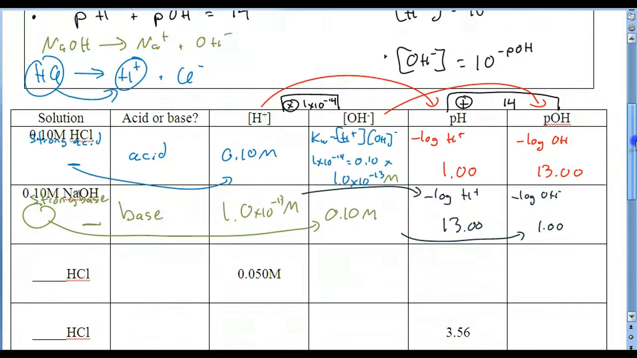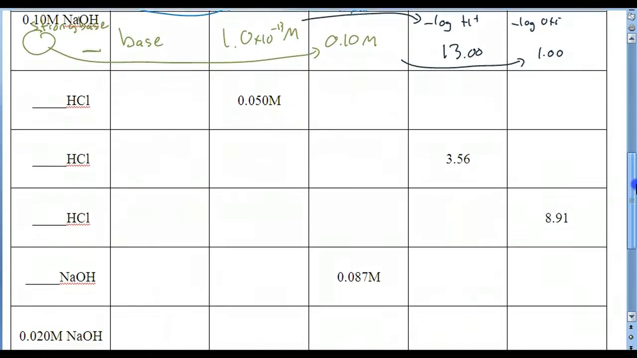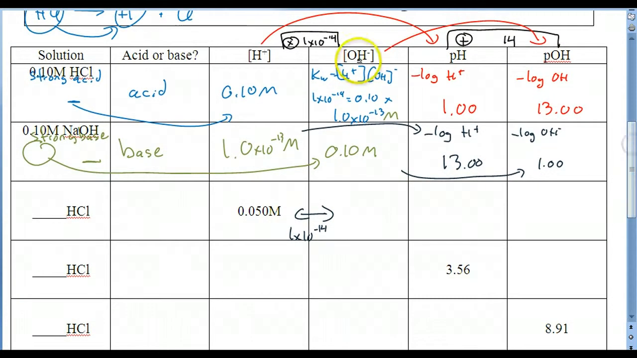You do have to put some thought into it, but recognize that the product of the OH and the H will multiply up to 1 times 10 to the negative 14th, which will help you between these two columns. To help you between these two columns, you realize that their sum is 14. The sum of these two columns adds up to 14 based on the log rules of the Kw expression. And then you just have to use log and anti-log to work backwards.